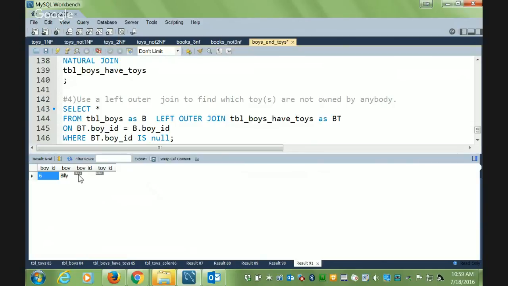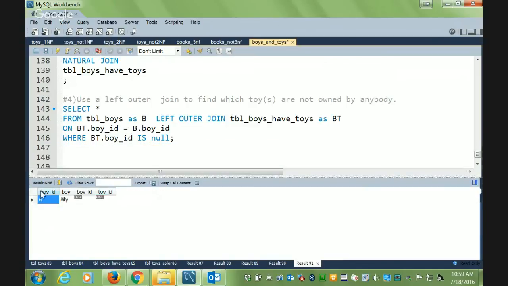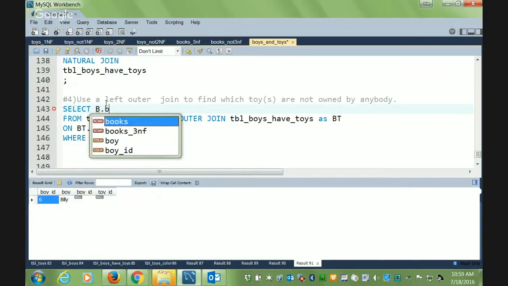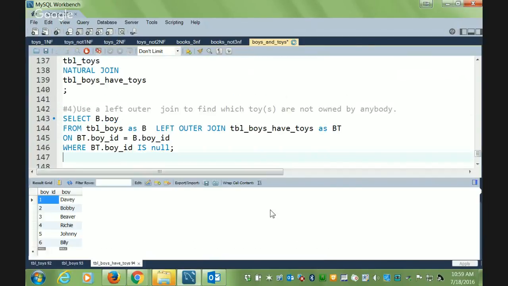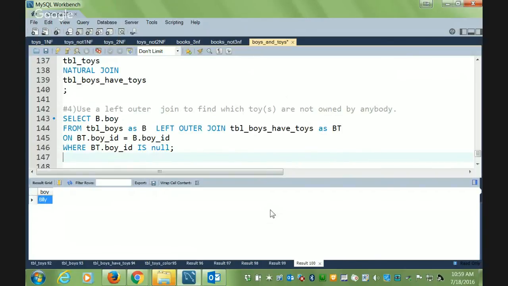We're not interested in all the, you can check any field you like. I just picked up the boy one. And now I show that record, but I don't want to see the whole record. I only want to see the boy's name. Only see the boy's name. And run it again. And then poor Billy has no toys.